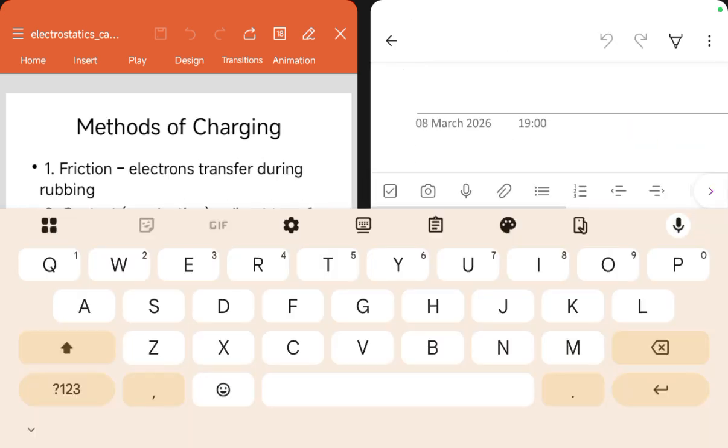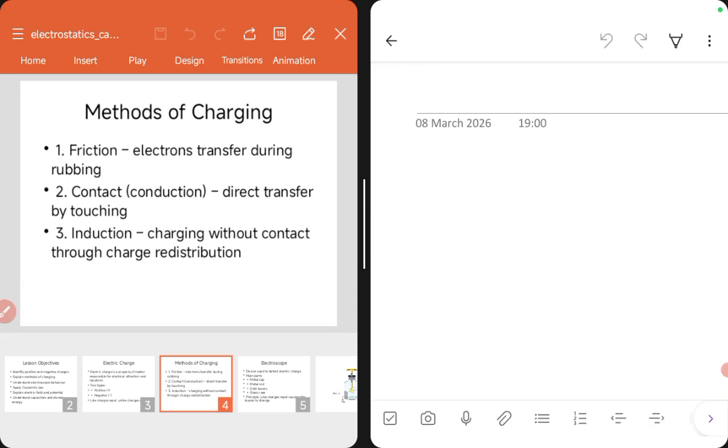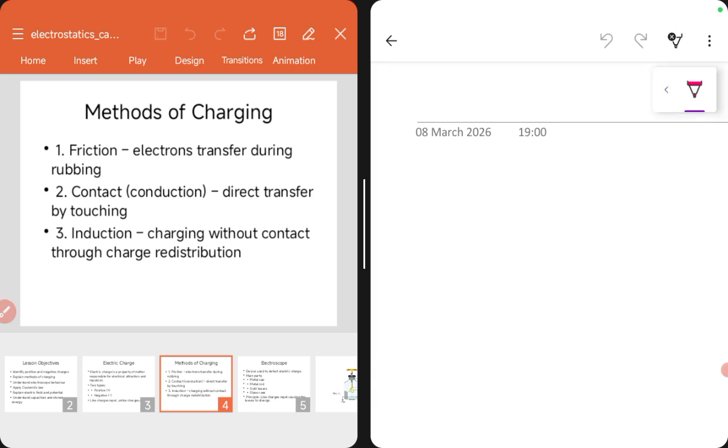The second one is called charging by conduction. What is conduction? Conduction simply means that there is direct transfer of charges by touching. There is direct transfer of what? Of charges by what? By touching. Now let's take an example of charging by conduction.